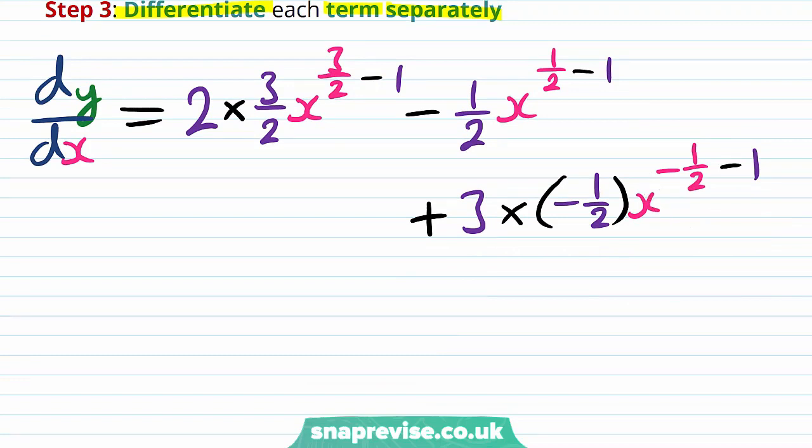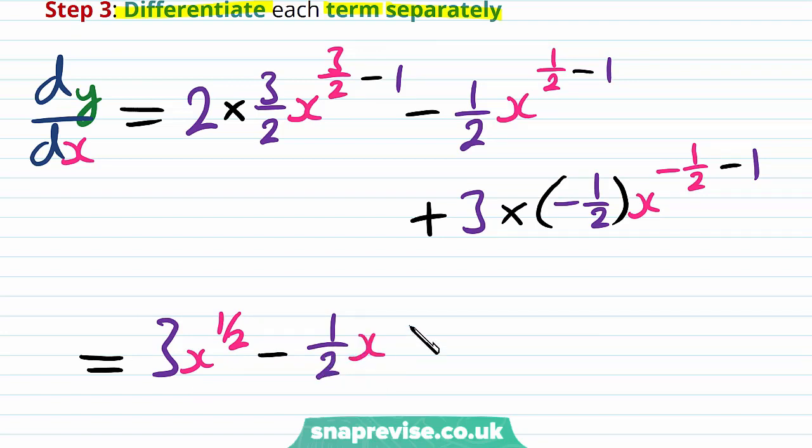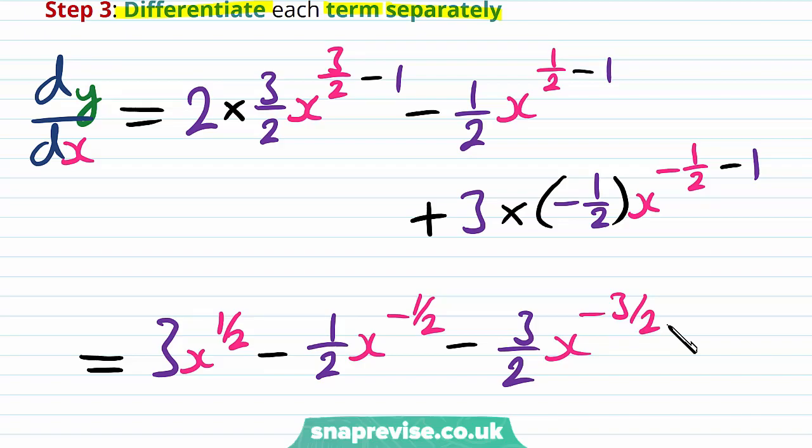And so therefore, our expression for dy by dx is going to be 3 as the constant for our first term, and then we have an x to the power of 1/2, and then we have a minus 1/2 x to the power of minus 1/2, and then we have a minus 3 over 2 multiplied by x to the power of minus 3 over 2. This is our expression for dy by dx.